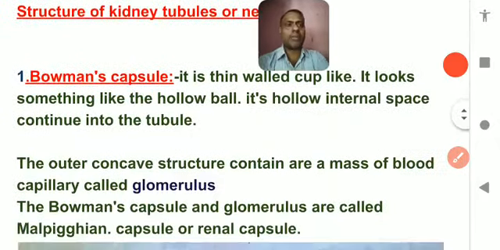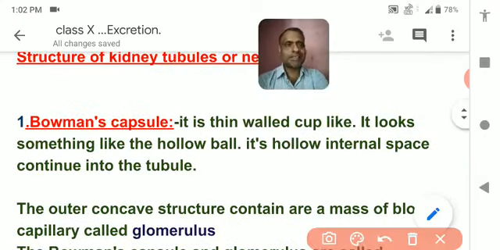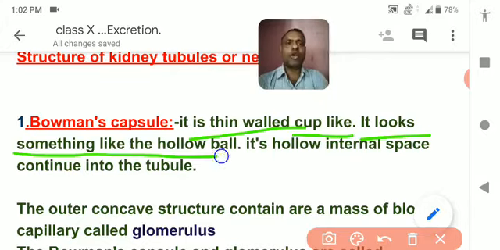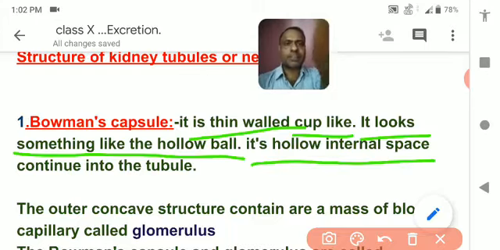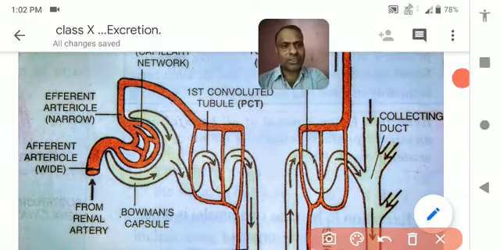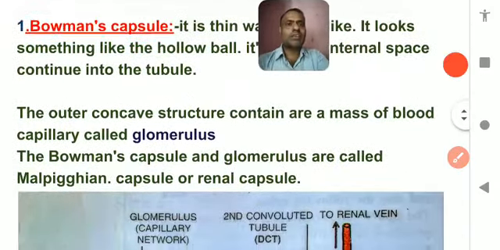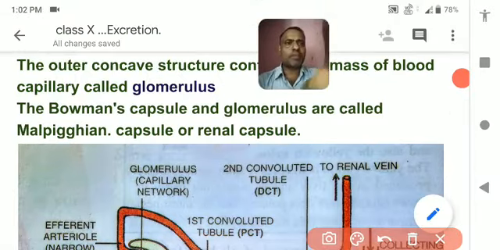First comes the Bowman's capsule. Do you know it now? Bowman's capsule is a thin, cup-like structure. It looks something like a hollow ball, and its hollow internal space continues into the tubule. This hollow structure continues with the tube-like structure. Understood?